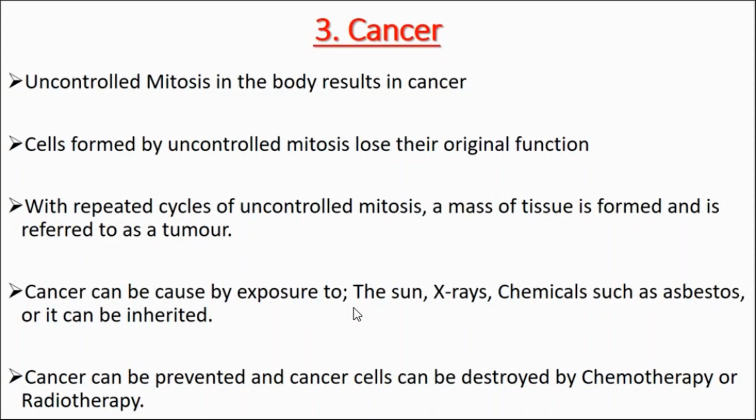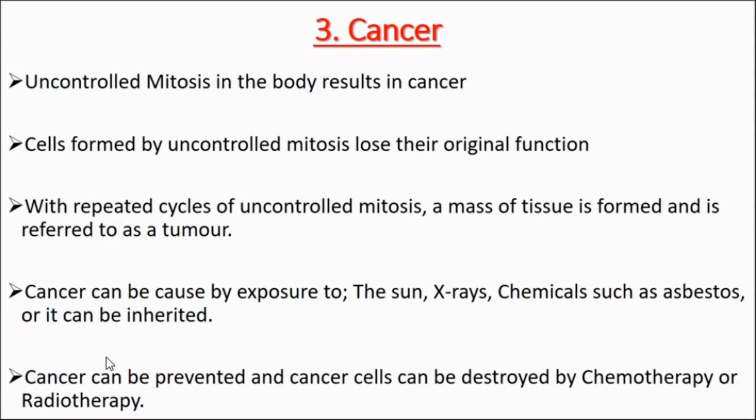So cancer can be caused by exposure to the sun, exposure to X-rays, chemicals such as asbestos, or it can be inherited. So there are different types of cancers. Skin cancer can be caused by exposure to the sun. Breast cancer can be caused by exposure to X-rays. Lung cancer can be caused by exposure to chemicals such as asbestos or the tobacco in cigarettes. And most cancers can be inherited.